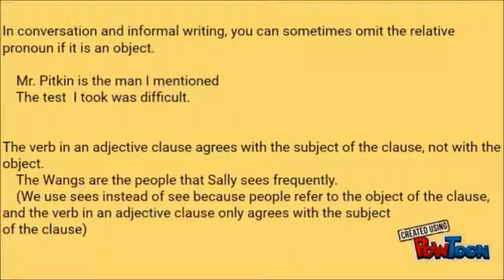There's an extra piece of information. The verb in an adjective clause agrees with the subject of the clause, not with the object. For example, the Wangs are the people that Sally sees frequently. We use sees instead of see because the verb in an adjective clause only agrees with the subject of the clause, not with people, which is the object.